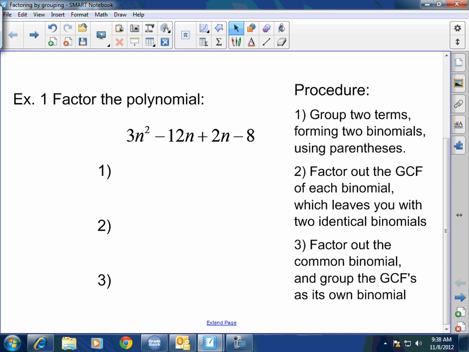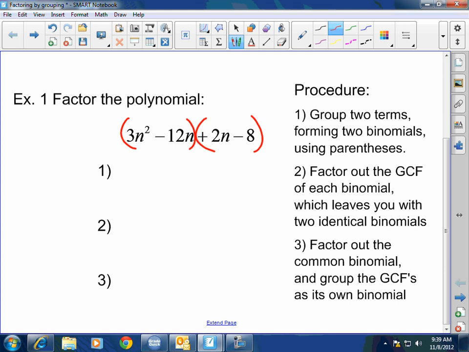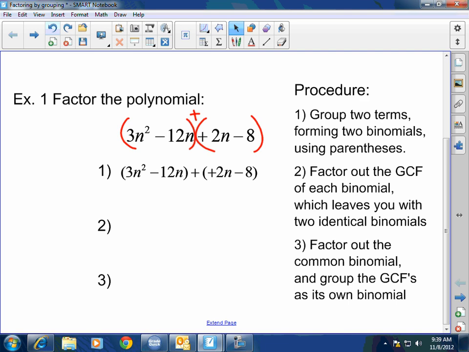They want you to factor the polynomial 3n squared minus 12n plus 2n minus 8. I have a procedure list over here. Number one, group two terms, forming two binomials using parentheses. So when you do this, guys, group the first two and group the second two. Notice how I kept the sign of that coefficient inside of the parentheses. You have to do that. Do not put it on the outside. In between here, just put a little plus. So this is the way it looks nice and pretty.